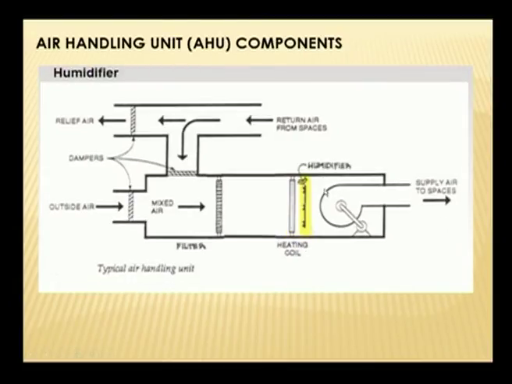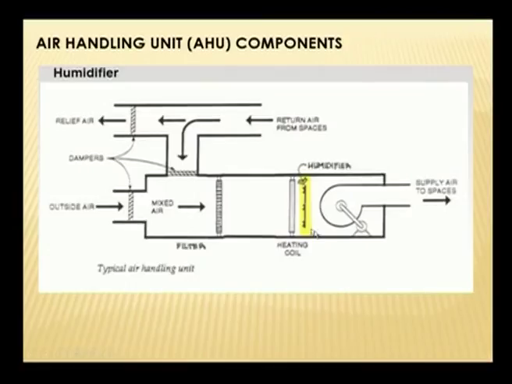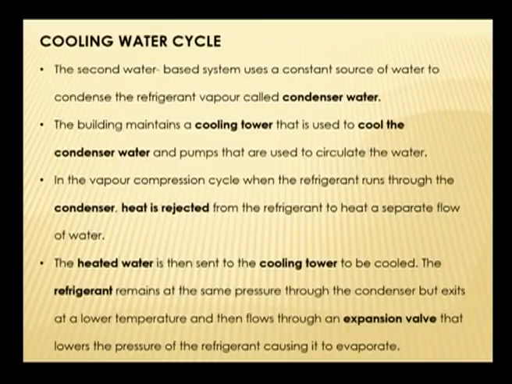And lastly, the one component here is a humidifier. As we know, if the air which comes from the inside, the return air, as well as the outside air, does not have enough moisture content, you need to add some humidity to that. Otherwise, it will become very dry. So, they add another component called a humidifier, which humidifies the air coming here and then supplies it to the spaces. So, these are the basic components of an air handling unit.